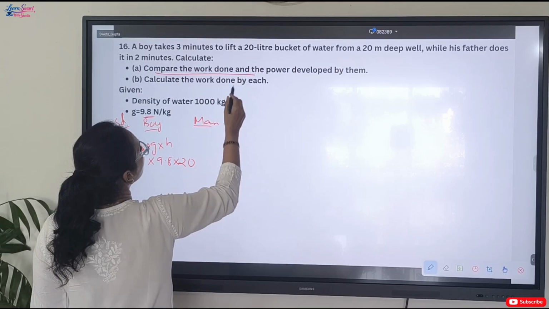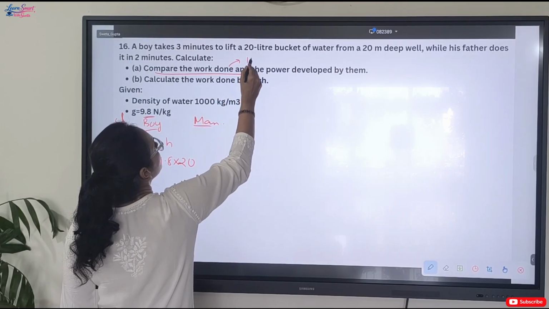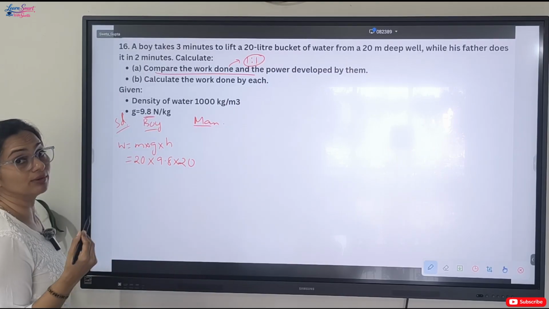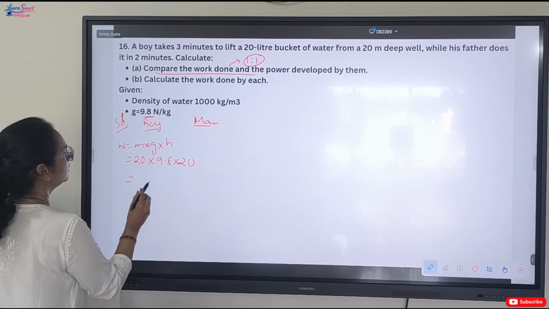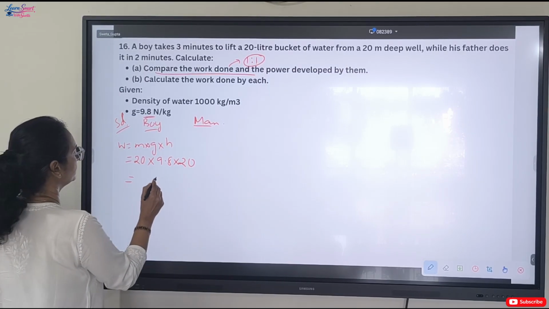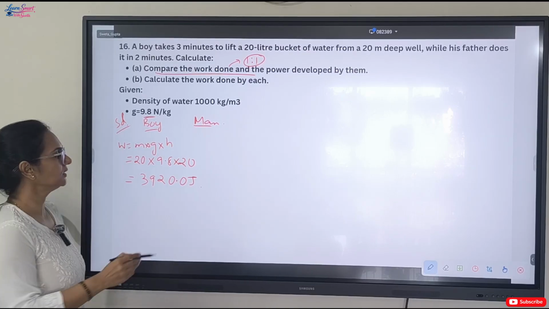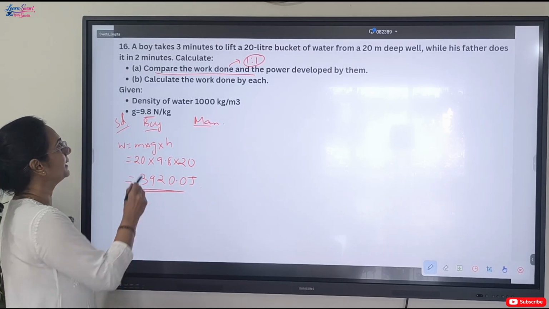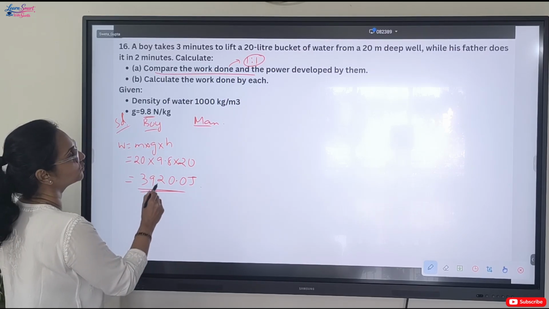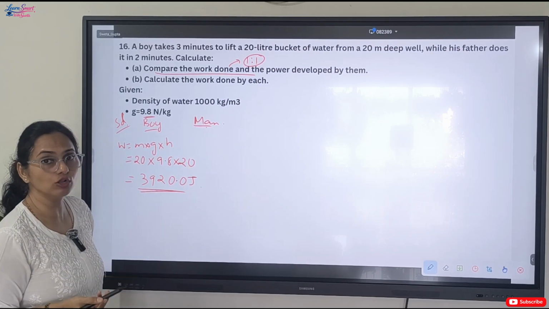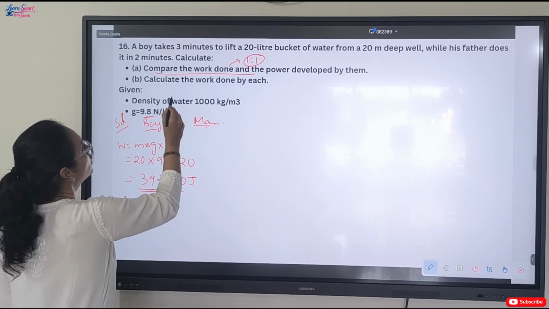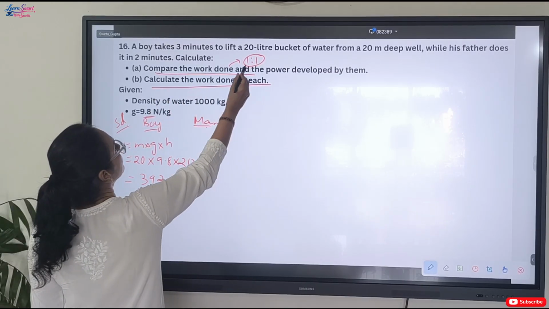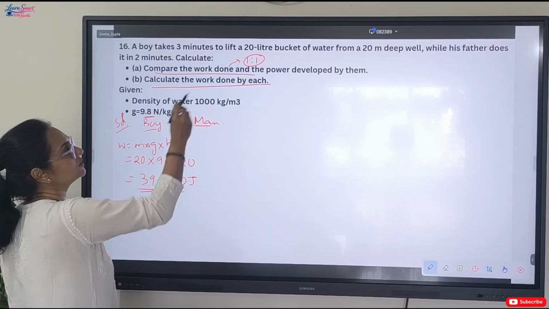So compare the work done. Comparison will be 1:1 because both of them are doing the same work. But if we have to calculate, then we will find out. 2 into 2, 4. So we will get the work done is 3920 joules. So the work done by the boy is 3920 joules and work done by the man is also 3920 joules. So calculate the work done by each will be 3920 joules and comparison of their work done is 1:1.